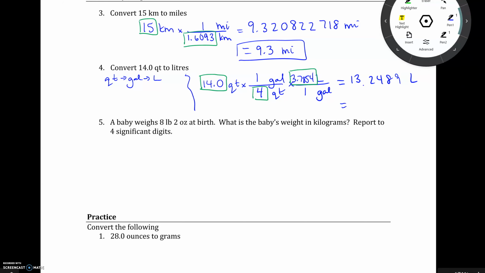Okay, final step after I've put it into my calculator is to round to match the number of significant digits. My final answer will be 13.2 liters.